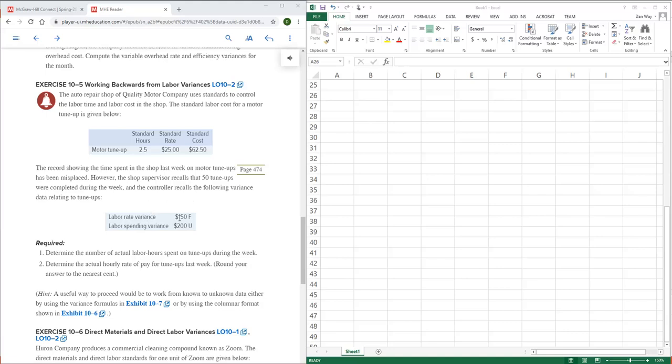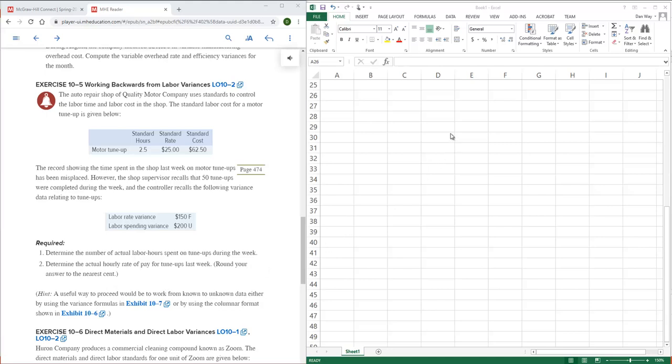So we had a rate variance of $150, and that was favorable, and then we had a spending variance of $200, and that was unfavorable. We want to determine the number of actual labor hours spent on tune-ups, and the actual hourly rate of pay for tune-ups in that same week. The hint they gave us is that we should proceed to work from known to unknown, using either the variance formulas or the columnar format as shown in Exhibit 10.6 that we talked about in notes.